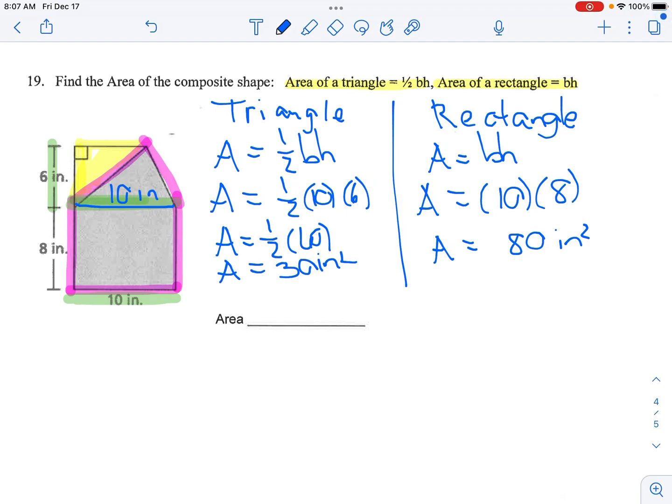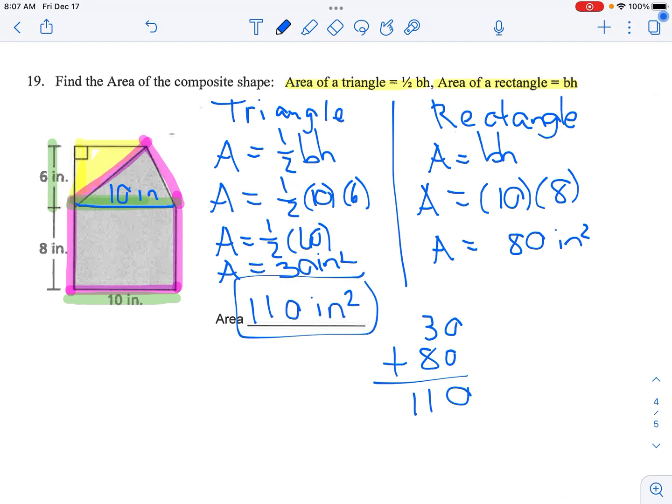So to find the total area, we're going to take the area of the triangle plus the area of the rectangle. So the total area is 110 inches squared.